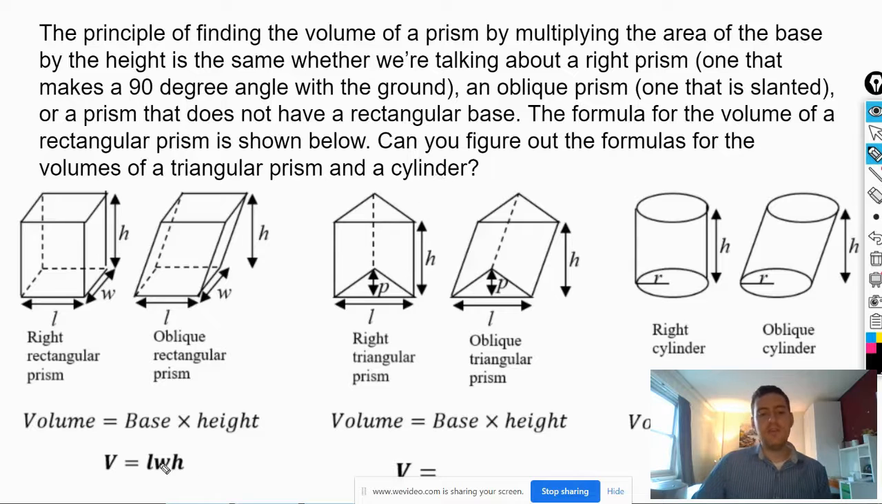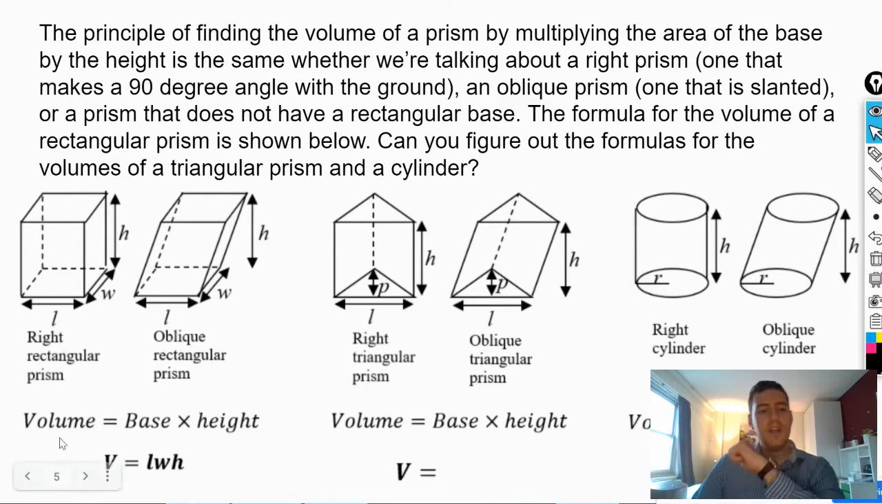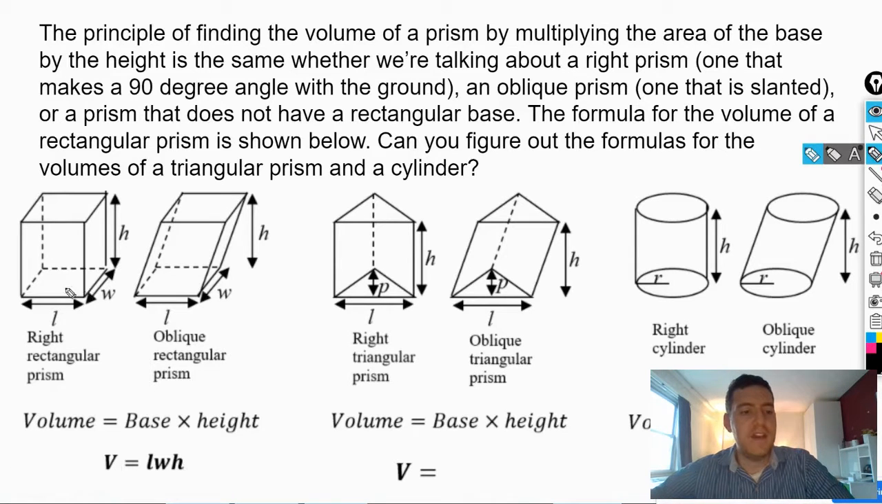So I already gave you the volume for a rectangular prism. It would just be the length times the width times the height. Now, where does that come from? Well, it comes from the fact that the base is a rectangle.